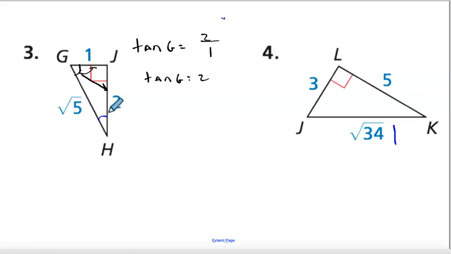The other acute angle here is H, so tan of H is equal to the opposite, which is 1, over the adjacent, which is 2. Again, once you know the first one, then the second one is just going to be the reciprocal of the first acute angle. So you can shortcut that if you like. Okay, and then the next one here, tan of J.